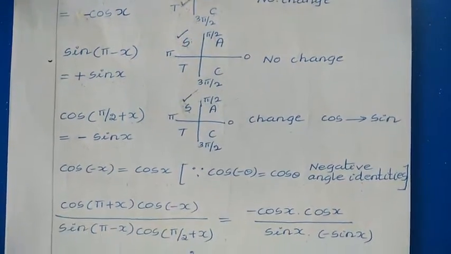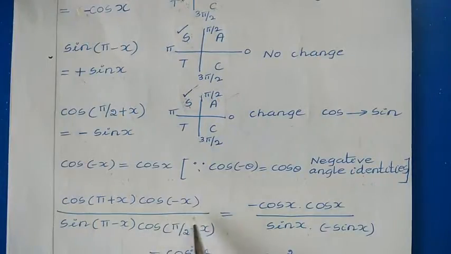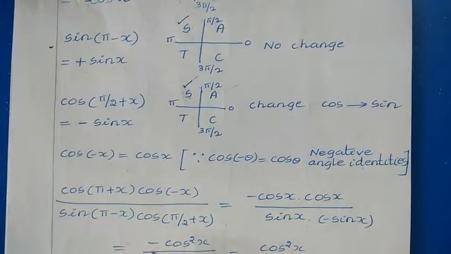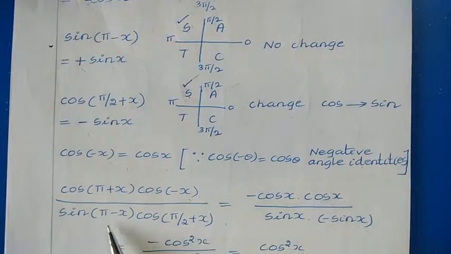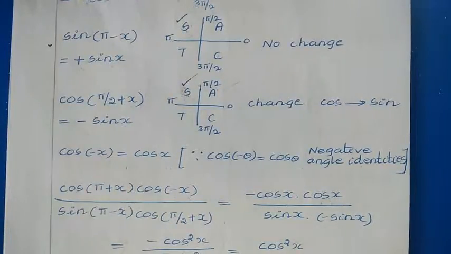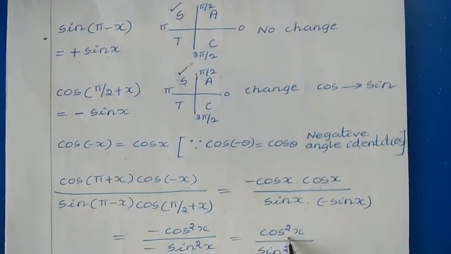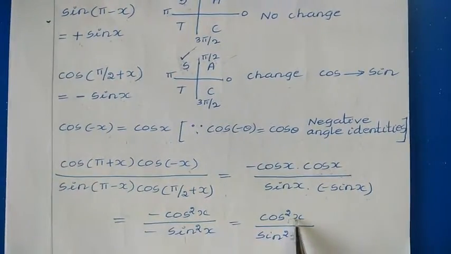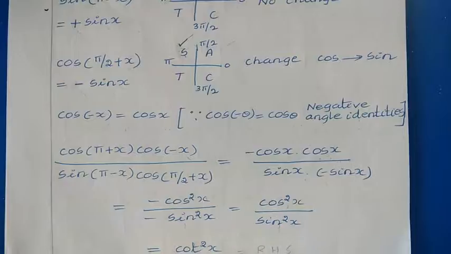So just substitute the values. cos(pi plus x) into cos(minus x) divided by sin(pi minus x) into cos(pi by 2 plus x). So this is minus cos x, this one is cos x, and sin(pi minus x) is sin x into cos(pi by 2 plus x) is minus sin x. So here we have negative sign and negative sign, that will get cancelled. This you can write as cos square x divided by sin square x. Cos x by sin x is cot x. So here we have the square, so cos square x divided by sin square x is equal to cot square x. So that is equal to RHS.